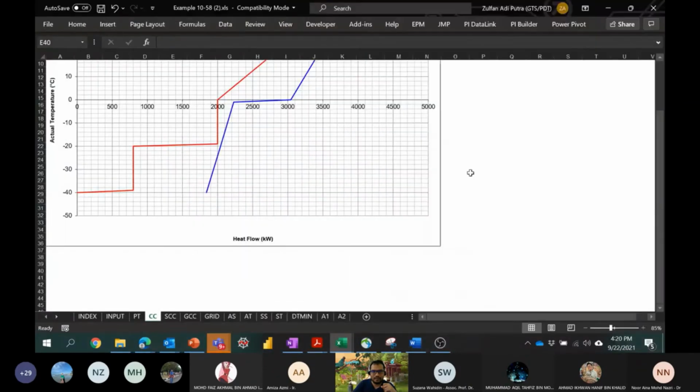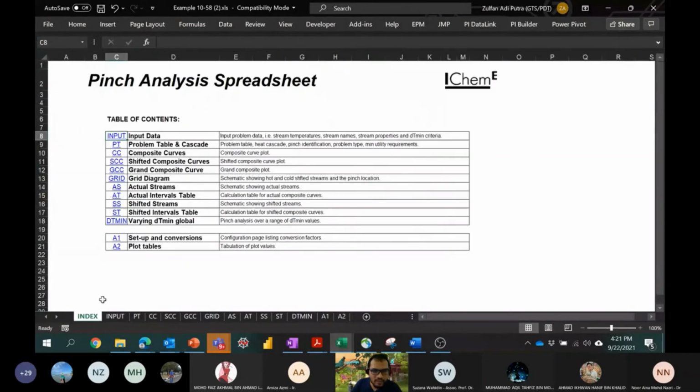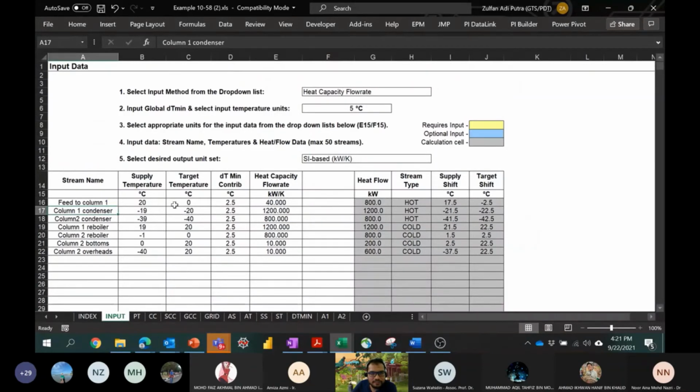But this is the iChemie software, which comes from that book of Chem. You can read this, but I will just show you. We have this input, so we can give the name of the streams, the supply temperature, the required temperature, and the delta T min that you want to have. You can also put this by default, and then just use this.